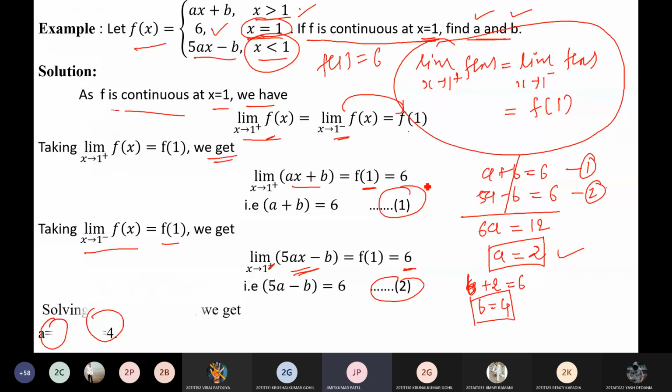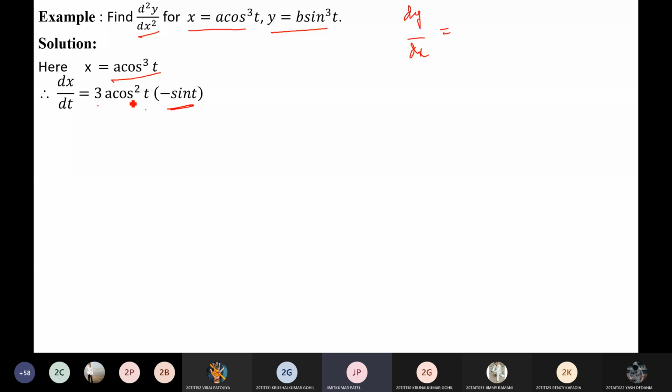Okay, so what is my x here? x is equal to a cos cube t. So dx by dt becomes 3a cos square t into minus sin t, because we are using chain rule here. So 3 is before that, 3 into a cos square t. Now the derivative of cos is minus sin, so there is a minus sin t.